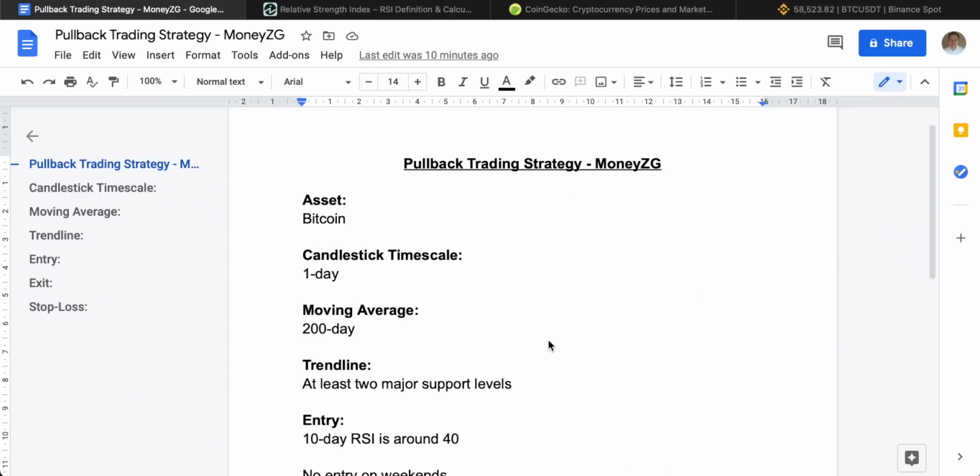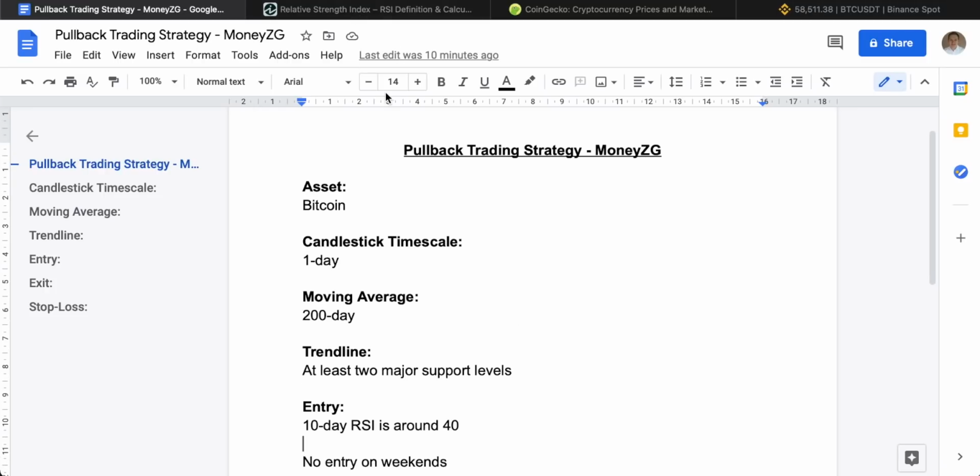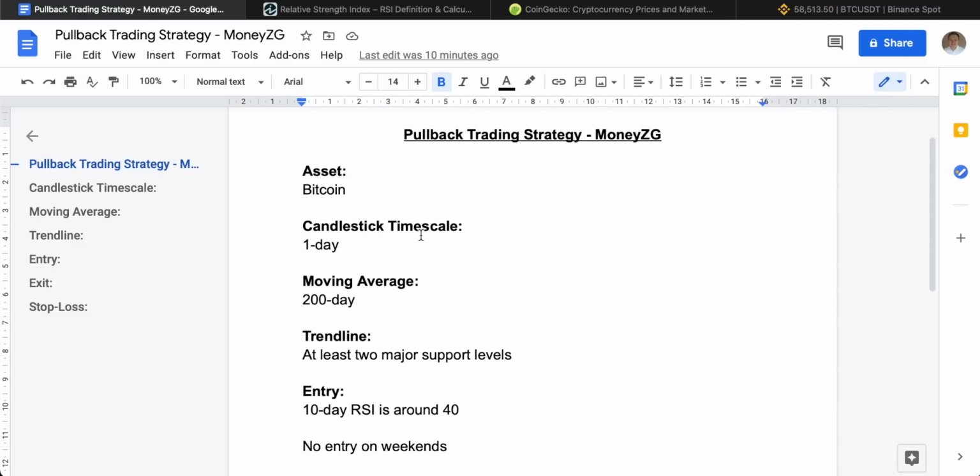So this is what's called a pullback trading strategy. What exactly is pullback trading? Well, essentially with pullback trading, what you're doing is identifying the correct time to actually enter into a trade. This is based on a few things, but really it's based on the overall trend and then a shorter term pullback in the trend. When we identify this, that is when we can load up and go long.